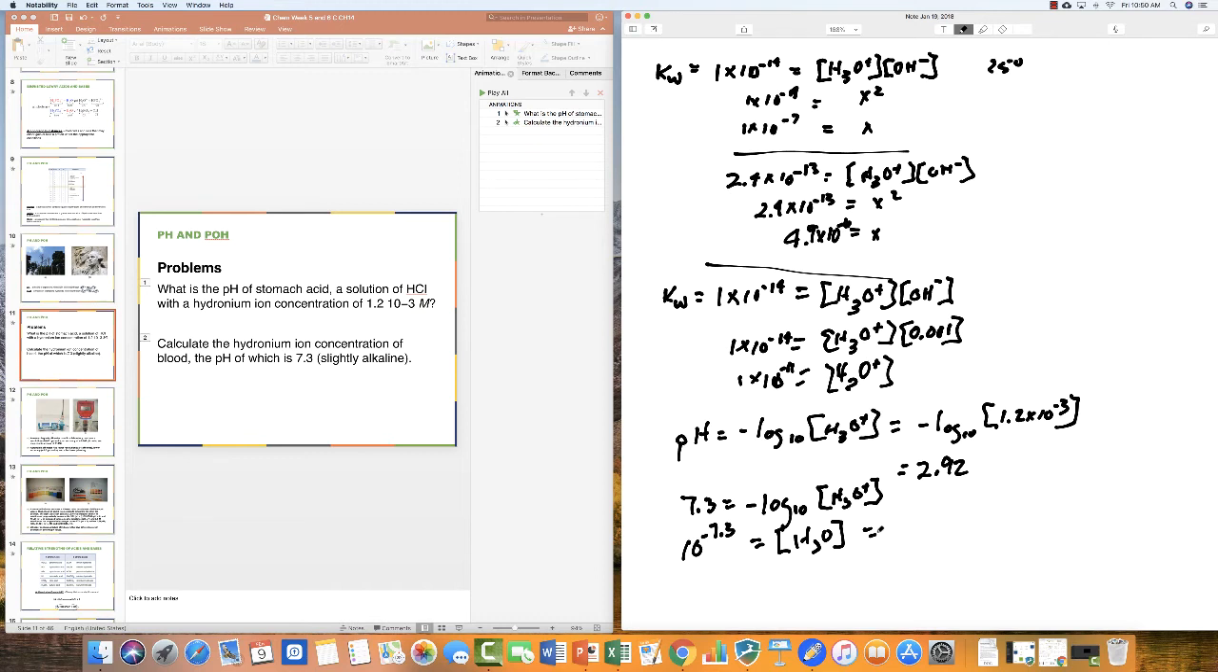So you look at your calculator and you put 7.3 minus, and it's an inverse function, so you find the inverse button on your calculator, which is a 10 with a little x beside it, and that gives you that this answer is going to be 5.01 times 10 to the minus 8 molar for the concentration.